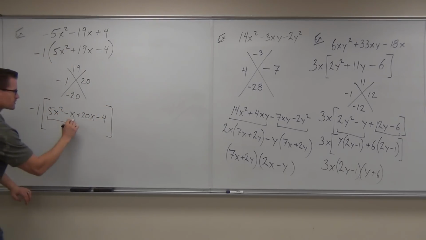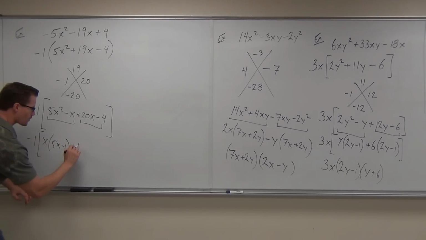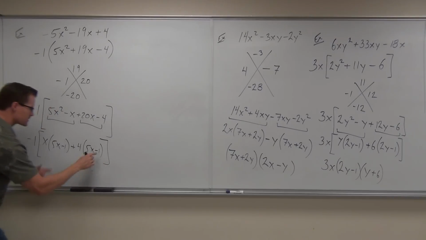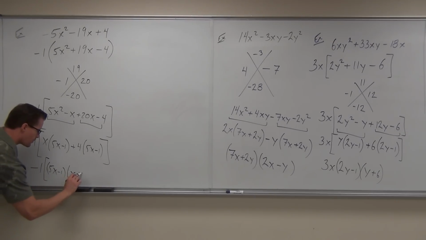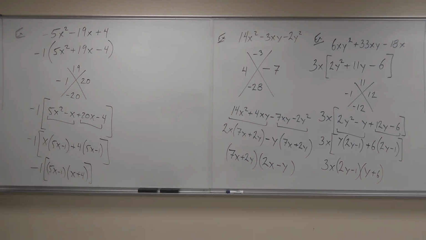We'll continue our factorization by grouping. Keep your -1 out front. We got x and 5x minus 1 plus 4 and then 5x minus 1. Hey, look at that. We did it right because our factors are exactly the same. So we'll have our negative. We'll have our bracket. We'll have our 5x minus 1 because that's a common factor. We'll have our x plus 4 because those are the remaining parts of my terms that I didn't factor out. And that's our final answer.